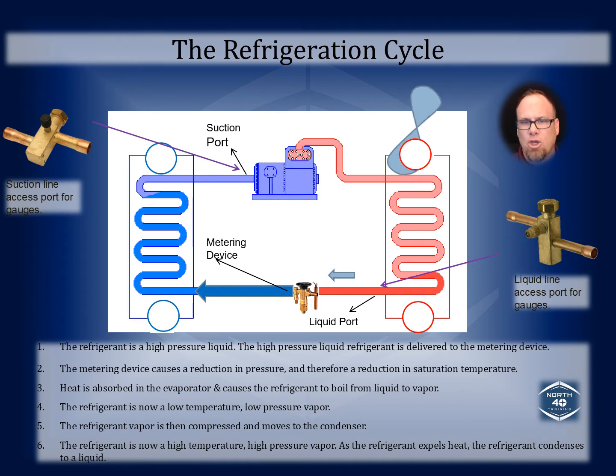As we go through the process, if we start at the liquid line, from the liquid line to the metering device, it's a solid column of liquid. Once it gets to the metering device, it pinches it down. Instead of a 3/8 line like it is in the liquid line, it goes through a much smaller opening. So it pinches down the opening and meters the amount of refrigerant actually flowing into the evaporator.